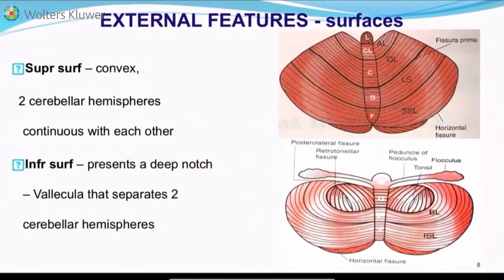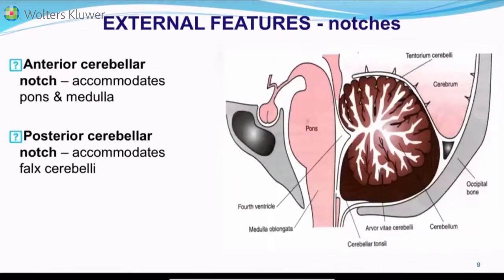Surfaces: it has a superior surface and an inferior surface. Superior surface is convex from surface view. It has two cerebellar hemispheres continuous with each other. Inferior surface presents a deep notch known as vallecula that helps to separate the two cerebellar hemispheres. It has two notches as well. Anterior cerebellar notch accommodates pons and medulla, and the posterior cerebellar notch accommodates falx cerebelli, which is a small dural fold.